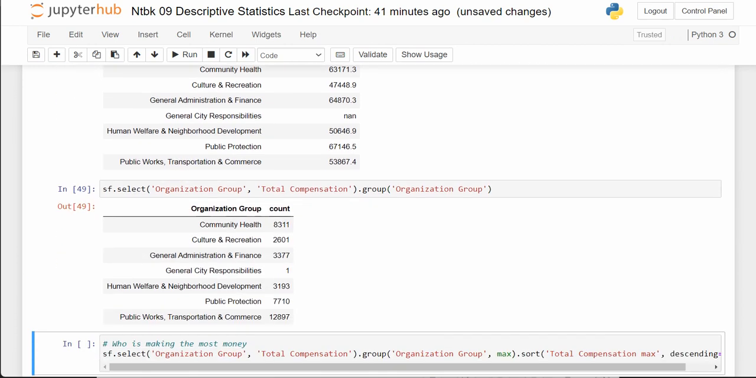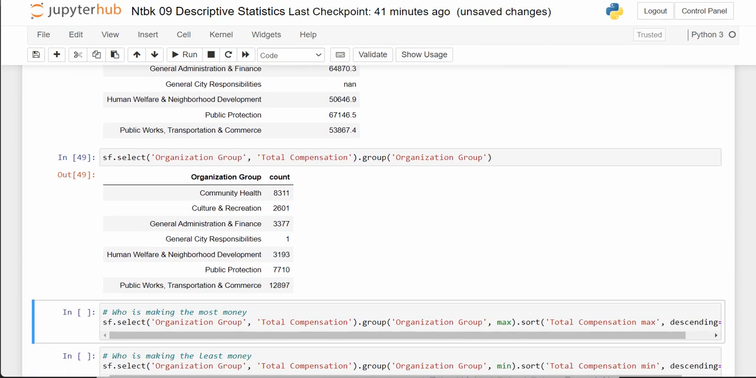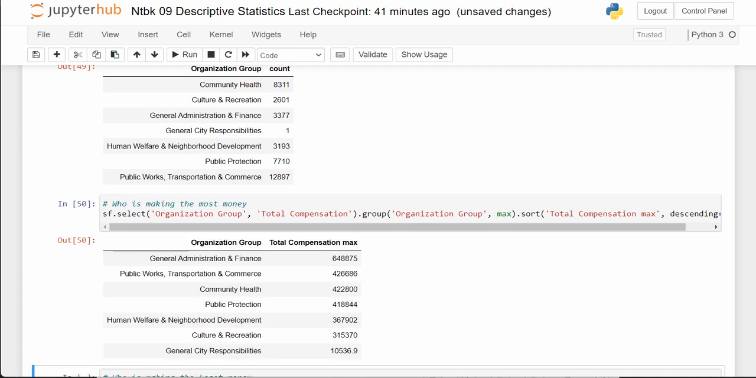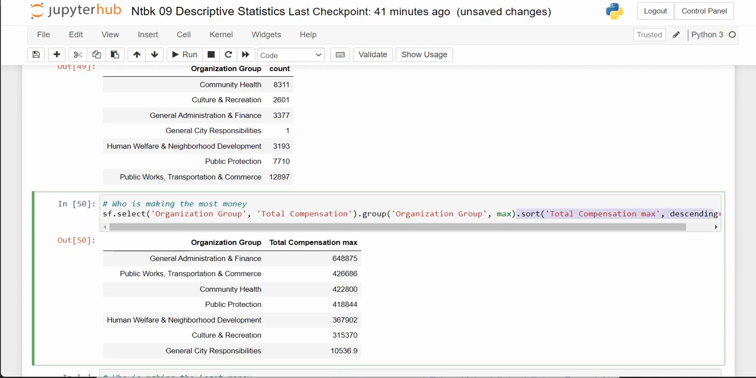And then we're going back and we're selecting the organization group, the columns organization group, and count. And we can see who's making the most money. How do we answer this? Well, we do sort descending equals true so that in the total compensation max, the group that's making the highest maximum of everybody in the group, those are listed. And so, of course, the finance people, the people who decide who gets what salary, right? They're the ones who are making the most, believe it or not.